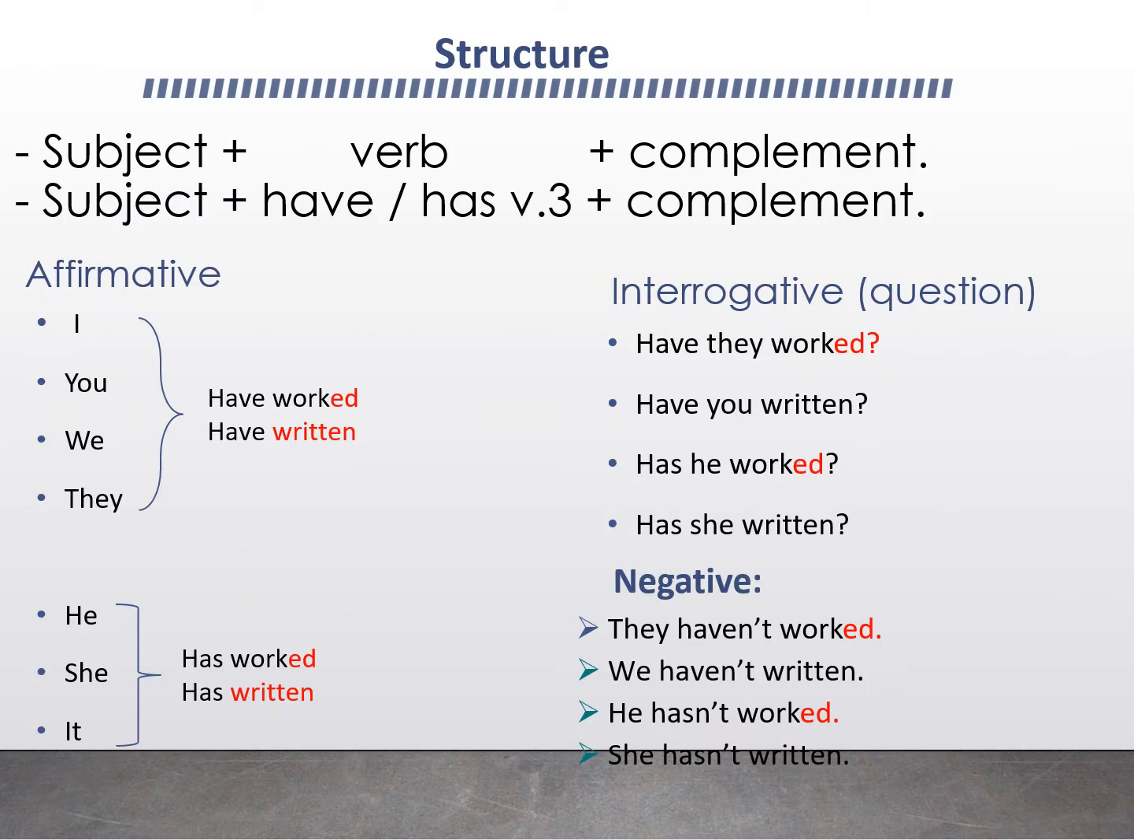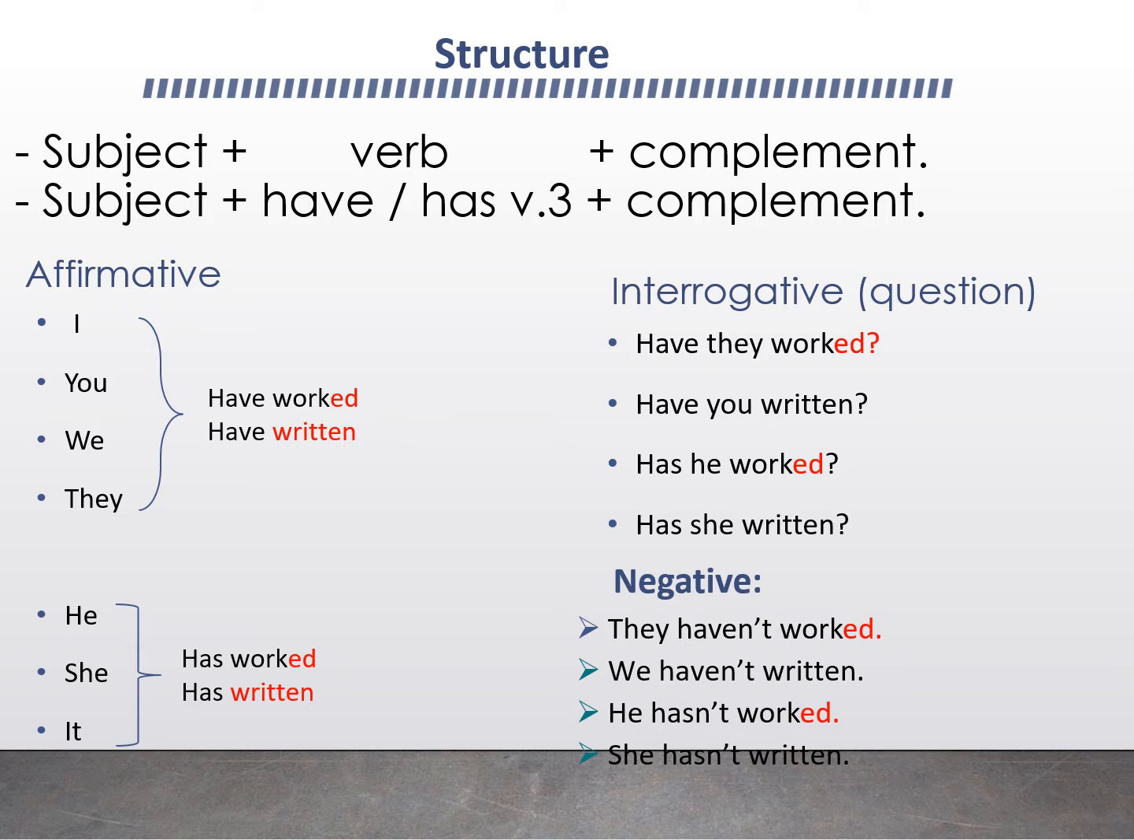Let's start talking about the structure. We said that a sentence in English usually starts with subject, verb, and complement. If we are using the present perfect in a sentence, we are going to start the sentence with a subject, and we are going to use have or has plus verb 3 as the verb. Pay attention that we are using have or has plus verb 3, then followed by the complement.